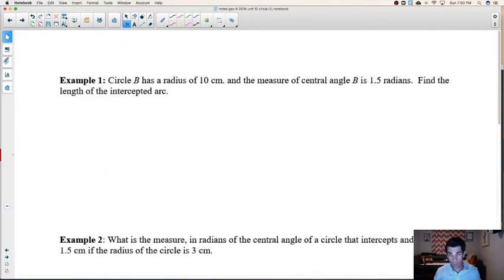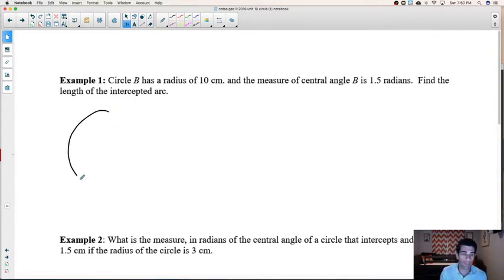All right, so now let's do a couple of examples here. Okay, so the first one here says circle B has a radius of 10 centimeters, and the measure of central angle B is 1.5 radians. Find the length of the intercepted arc.